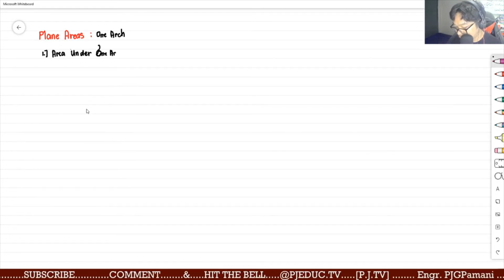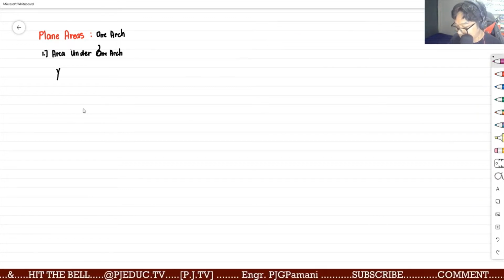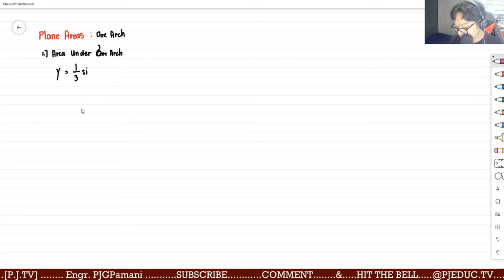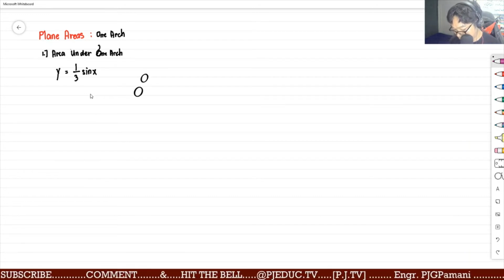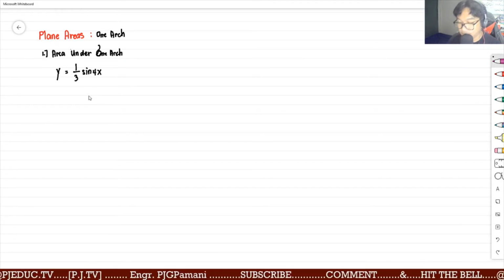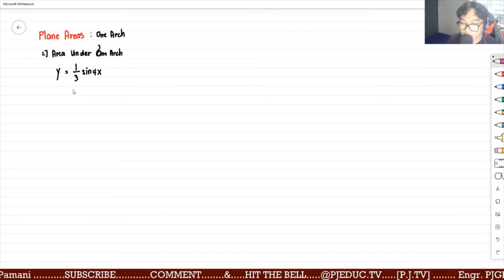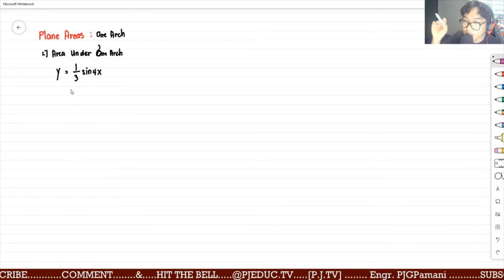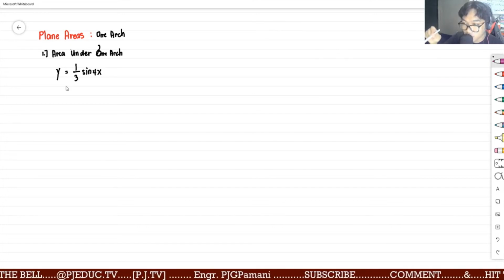One arch. Okay? For one arch, let us consider this example. If y is equal to 1/3 of sine 4x. For us to properly plot a sine curve and a cosine curve, we need to first identify the period at which a curve performs a complete oscillation or a complete wave.